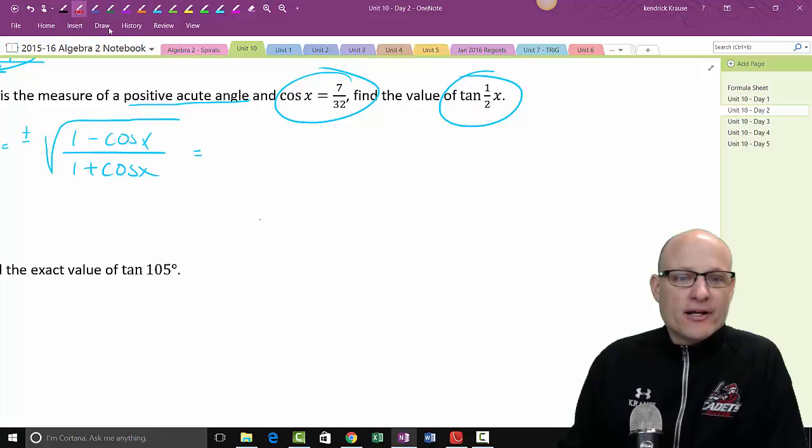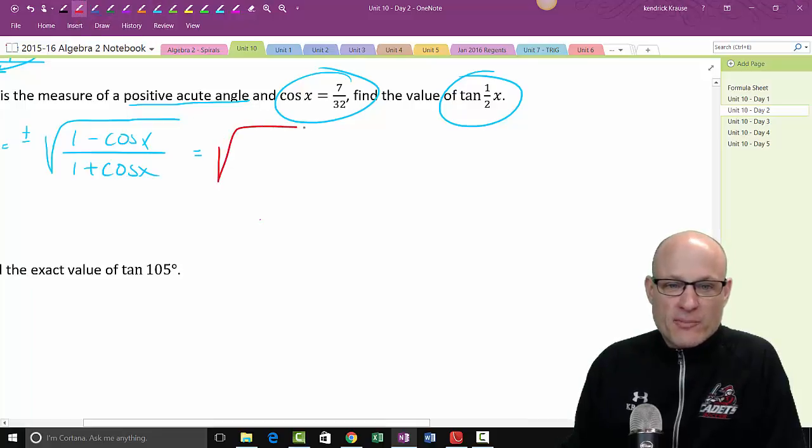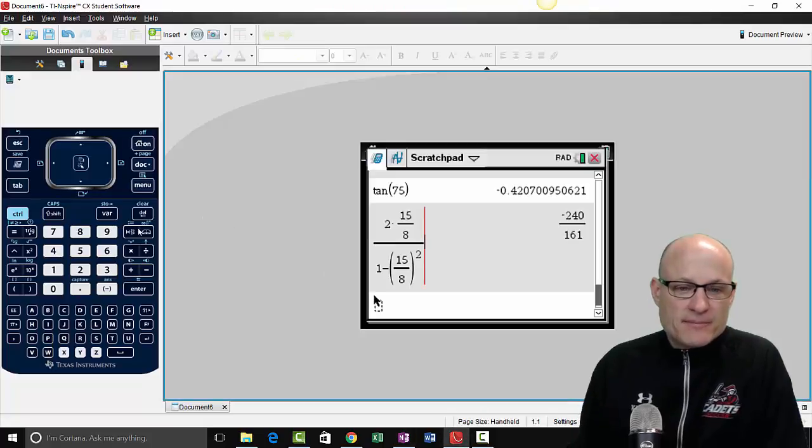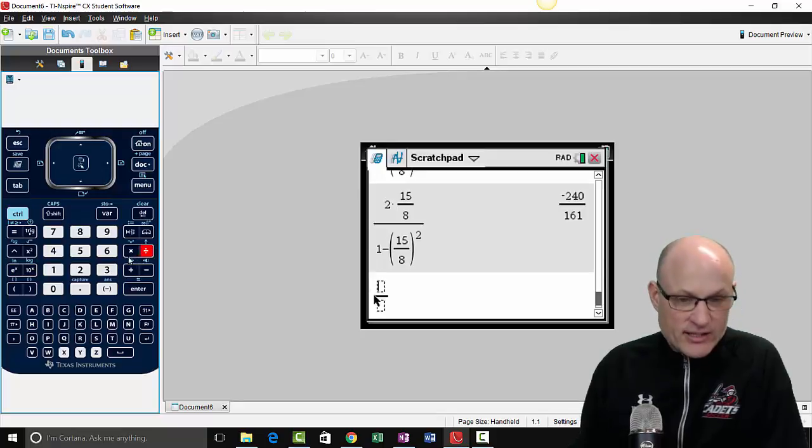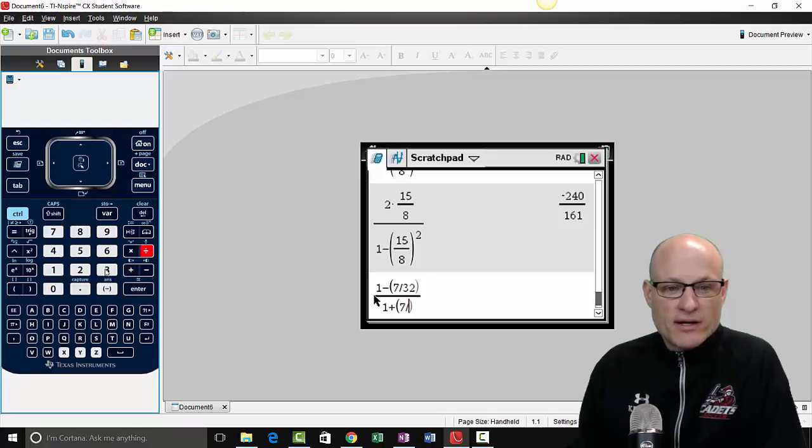All right, so let's just do this. We don't need the plus or minus anymore because it said positive acute angle. So it's 1 minus 7 over 32 all over 1 plus 7 over 32. Now remember, don't type everything in your calculator. I don't know what's going on with my calculator. Enter. Okay, so control division. We're only going to type in the stuff that's under the radical. So 1 minus parentheses 7 divided by 32 all over 1 plus parentheses 7 divided by 32.